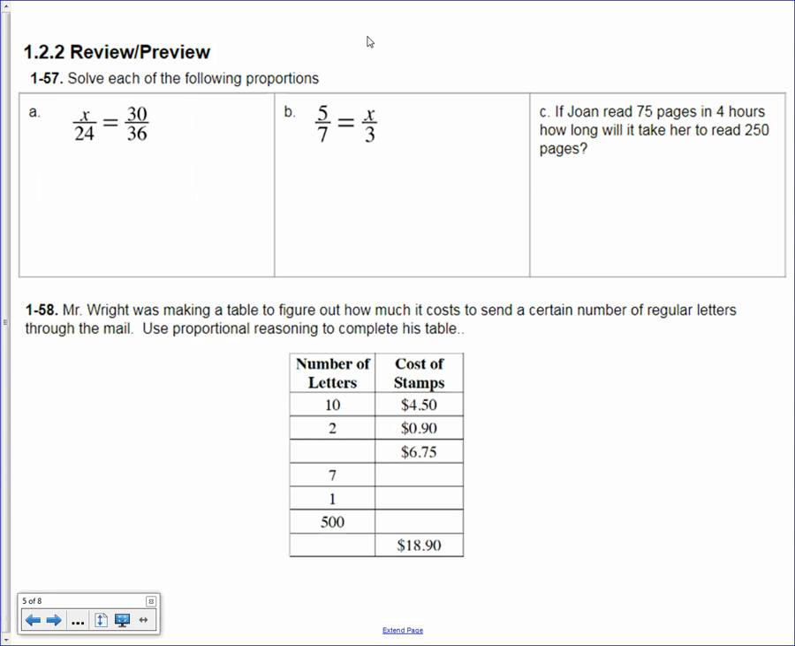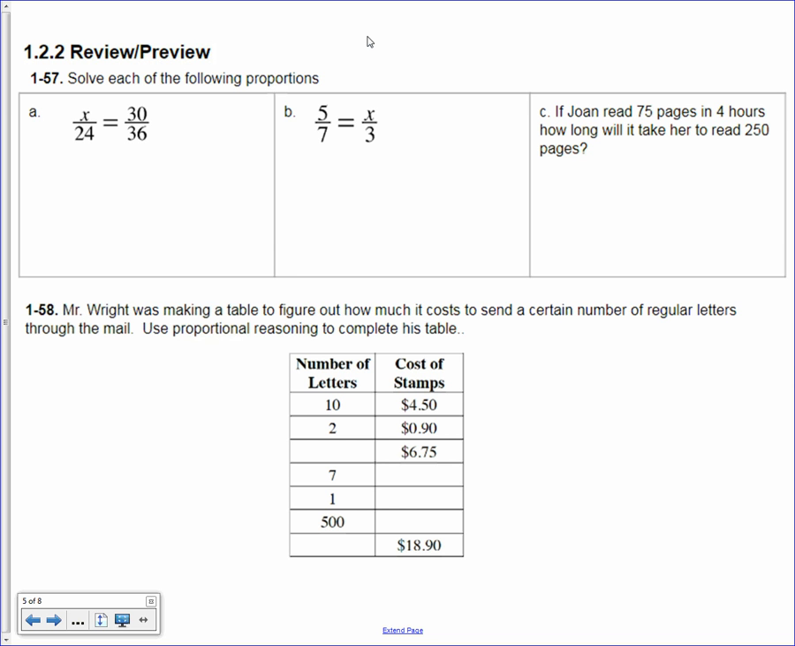These are the homework answers for the 122 review preview. So for the first problem, problem 157, one of the biggest mistakes I saw was that people flipped around the things they were supposed to do, or they did not show their work. So you didn't get full credit, even if you got the right answer, but didn't show your work. There's a couple different ways to do these problems.